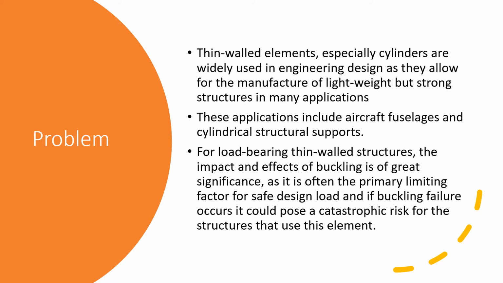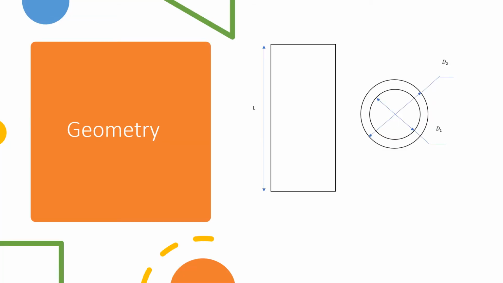And if buckling failure were to occur, it could pose a catastrophic risk for the structures that use this type of element. The image shown in this slide is the geometry of the thin-walled cylinder, which includes its length, its outer diameter, and inner diameter.